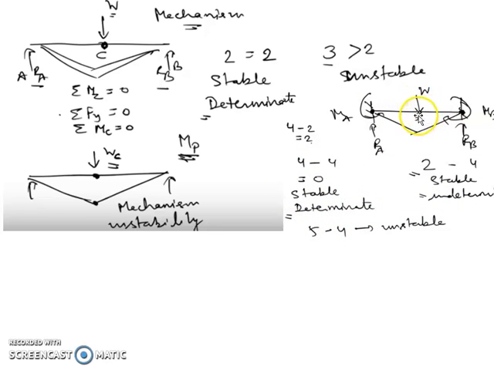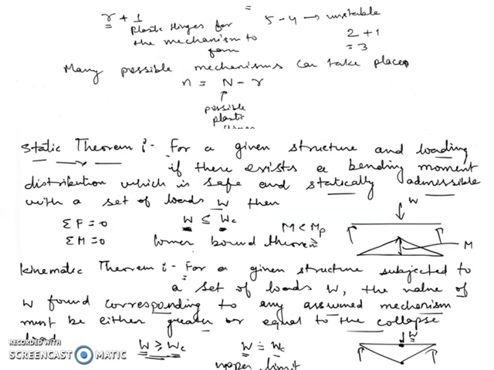Again increase the load, what will happen? One more hinge develops at the center. So now available equations are 5, unknowns are 4. So available equations are greater than the unknown reactions. The structure becomes unstable. During the unstable condition, the mechanism is formed like this. So likewise, the possible mechanism can take place.